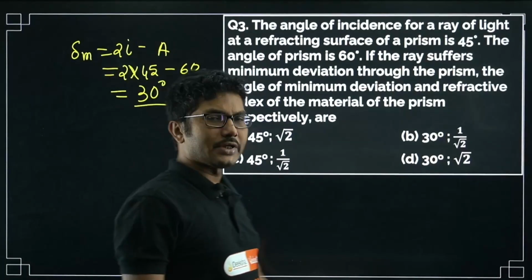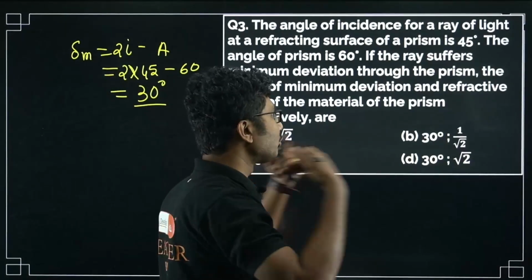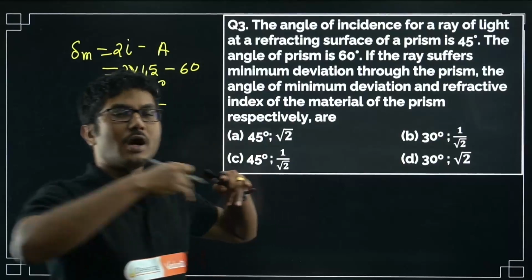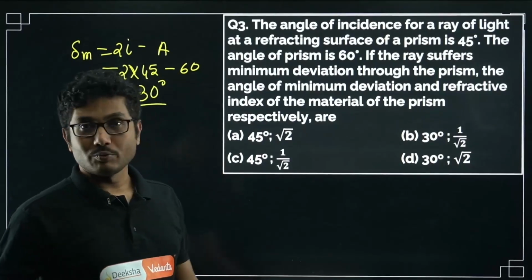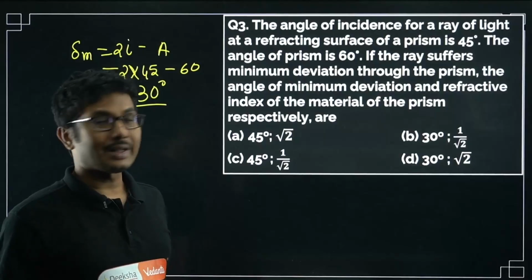So the angle of deviation you have calculated. Now do we need to use the formula sin((A plus delta) by 2) divided by sin(A by 2) to calculate the refractive index? No.